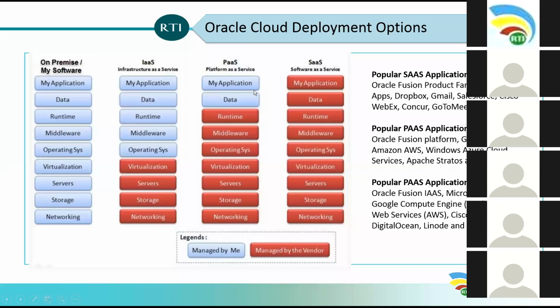We have to analyze why you need a Platform as a Service. I'll show you some examples anyway. Some of the popular Platform as a Service offerings: Oracle Fusion Platform, Google App Engine, Amazon AWS, Windows Azure Cloud Services, Apache Stratos, and OpenShift.